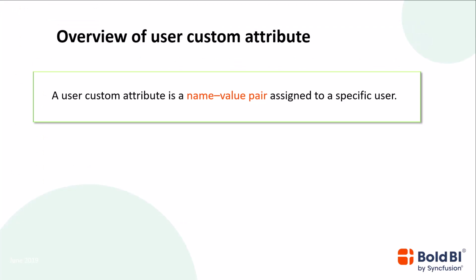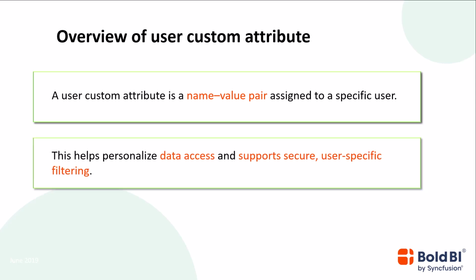A user custom attribute is a name-value pair assigned to a specific user. You can reference that value inside queries like a dynamic parameter. This helps personalize data access and supports secure user-specific filtering.